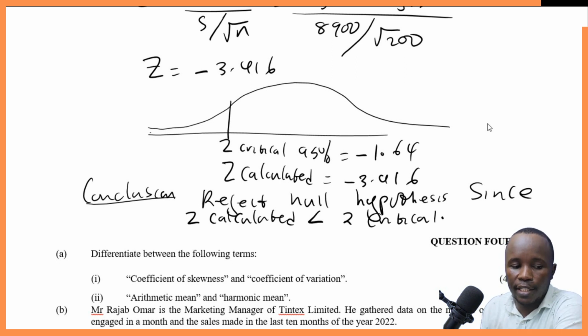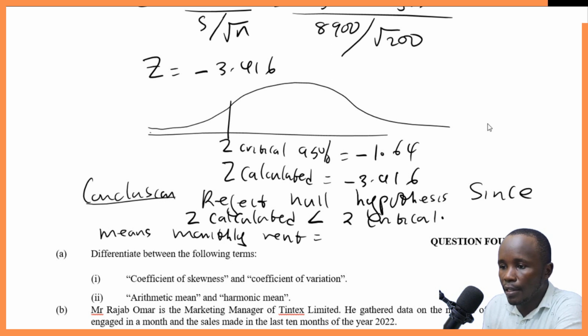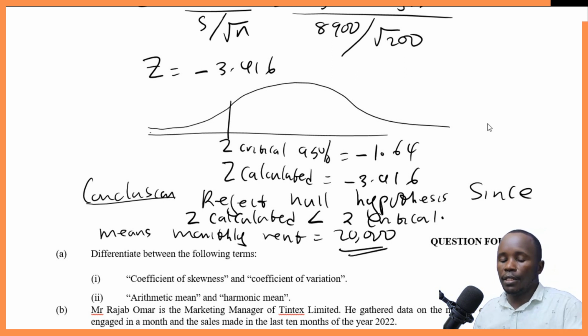Therefore, the monthly rent is 20,000. That is it about the hypothesis testing.